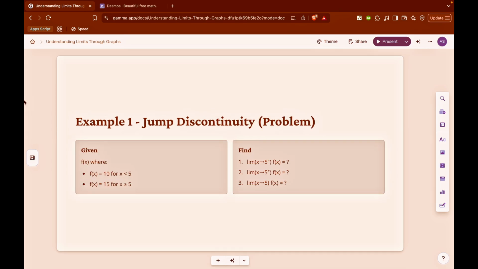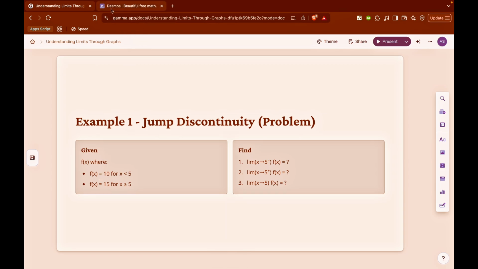Here is the first example, and as I said, we're going to be plugging this in and using graphs to figure it out. So we're given f of x is equal to 10 for x is less than 5, and f of x is equal to 15 for x is more than 5.